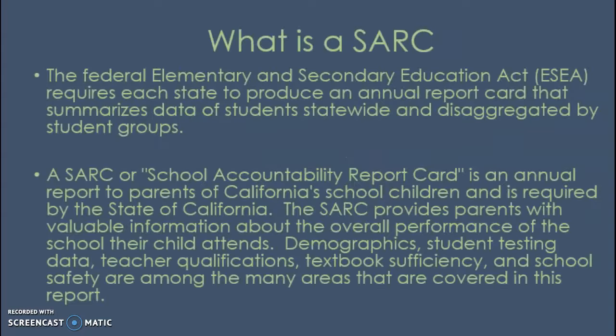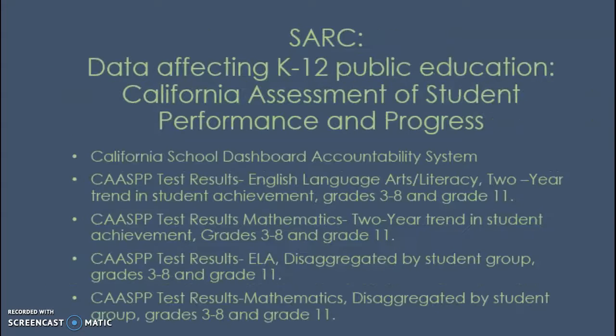So, a School Accountability Report Card is basically a report card that is reported to the parents of California school children, and it goes over demographics, student testing data, teacher qualifications, textbook sufficiency, and school safety. So it's all just an accountability report card as far as how well the schools are doing in these areas. These are just a few of the areas that I mentioned earlier.